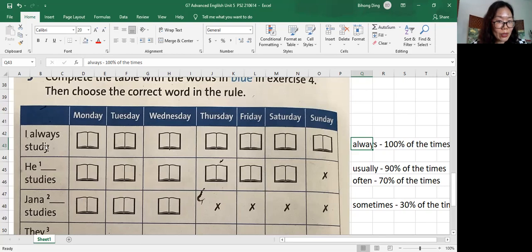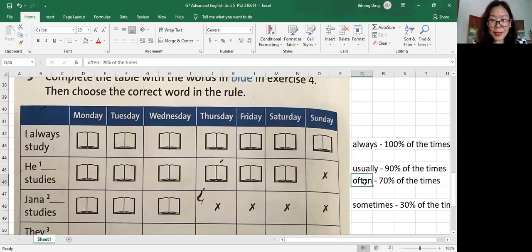Like here in this chart, it says I always study. So it means you study from Monday to Sunday, every day. So we use always for 100% of the times. Next one, usually. So how frequent is usually? I can tell you usually is around 90% of the times.